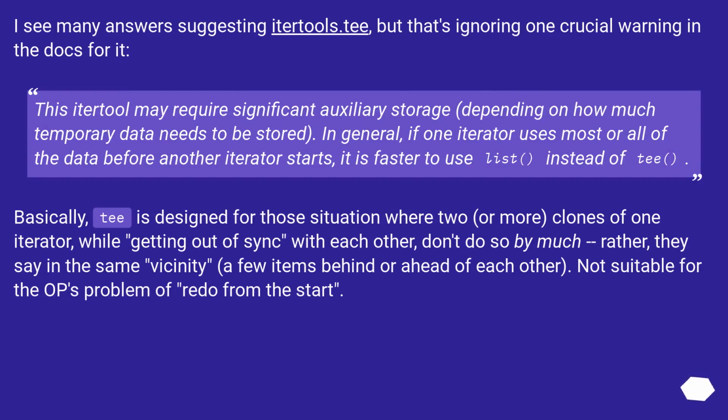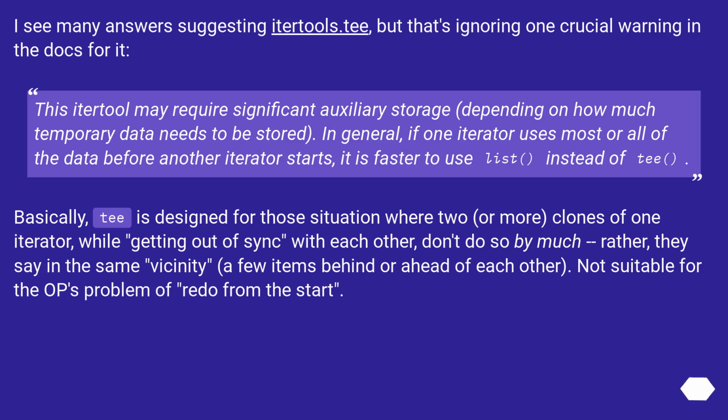I see many answers suggesting itertools.tee, but that's ignoring one crucial warning in the docs for it. This itertool may require significant auxiliary storage, depending on how much temporary data needs to be stored. In general, if one iterator uses most or all of the data before another iterator starts, it is faster to use list instead of tee.